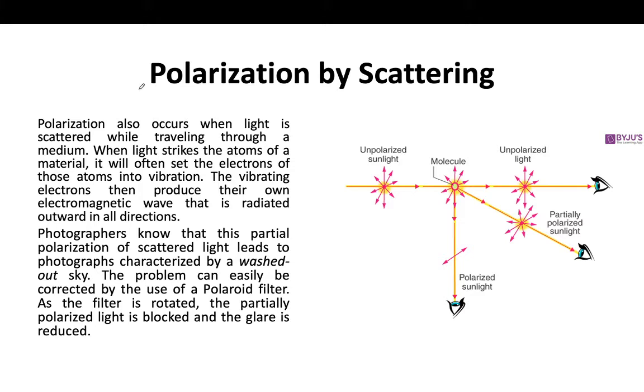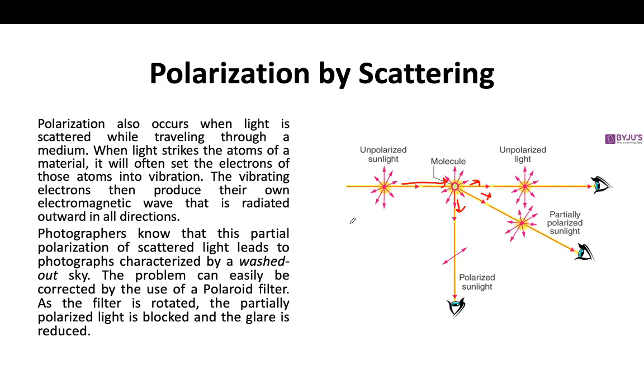So the vibrating electrons then produce their own electromagnetic wave that is radiated in all directions, as you can see in this picture. The light is coming from unpolarized sunlight, and here there is a molecule. Light strikes that and is then scattered in this direction, and also in the straight direction. So this is how we can experience this.